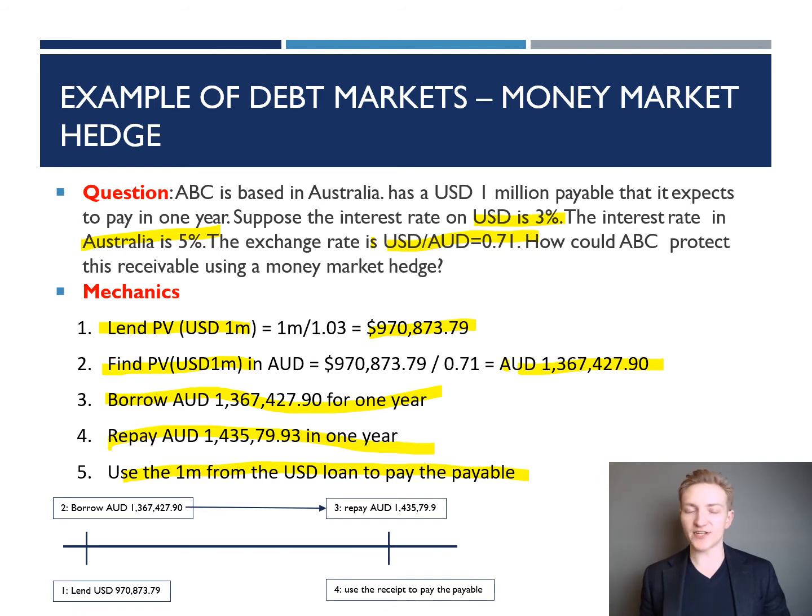So again, we can see this diagrammatically. Diagrammatically, we're lending our US dollars. Now, in order to finance that, we're borrowing in Australian dollars. We need to repay our Australian dollars in a year's time. And we're also going to use the money we got from lending in US dollars to pay off our payable. So that's effectively how it works diagrammatically. It's a relatively simple concept, but it shows the utility of being able to access international debt markets.